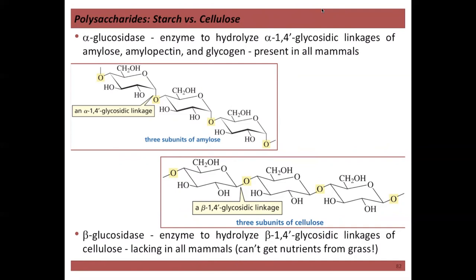It's actually thought that our appendix is a vestigial organ that actually allowed us to digest grass at one time. And then when we went to meat eaters, we didn't need that organ anymore.